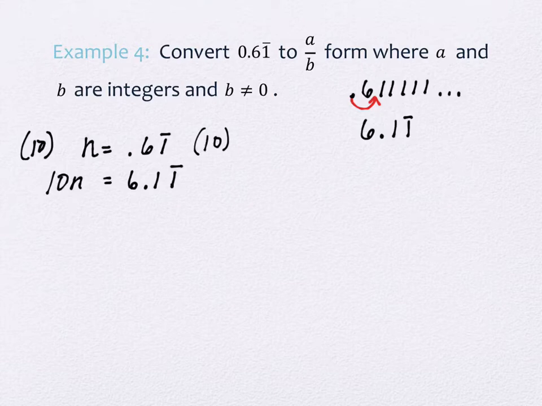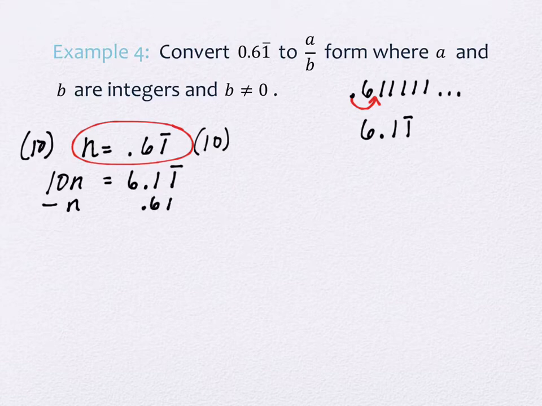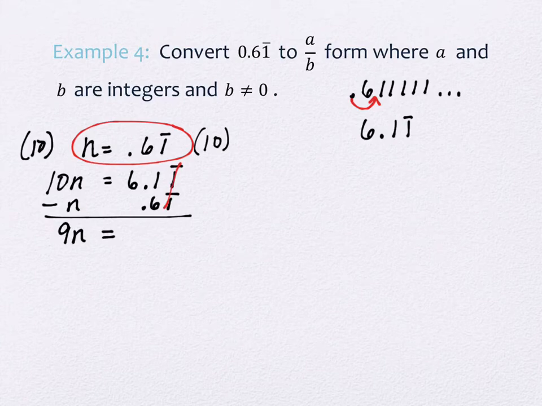The next step is always the same. I'm subtracting the original thing that I started with. N on the left, and in this case, 0.61 with the 1 repeating on the right. So I have 9n on the left. These 1s, they go away, right? What is 6.1 minus 0.6? 5.5. My last step would be to divide by 9. And I'm sort of kind of done.